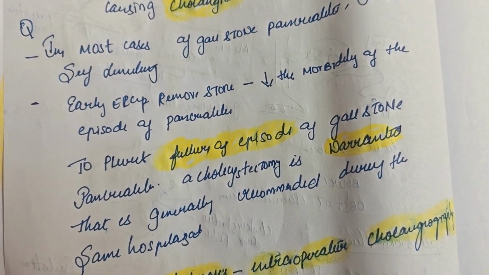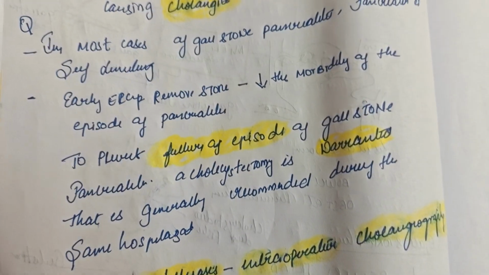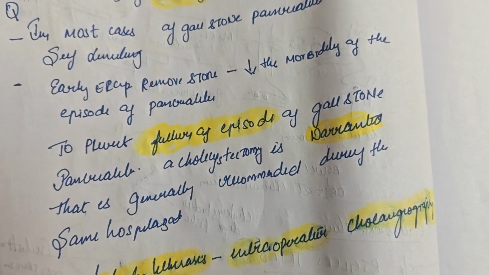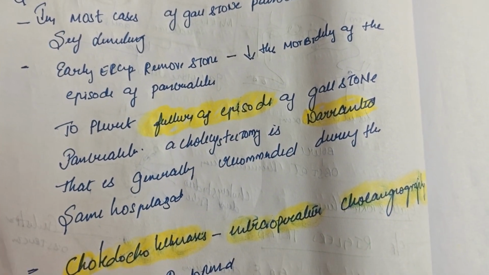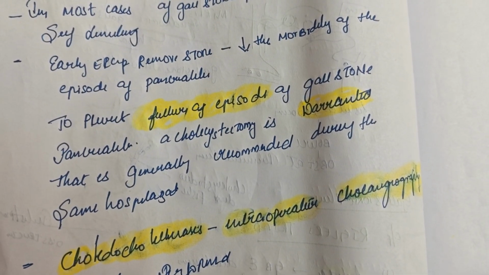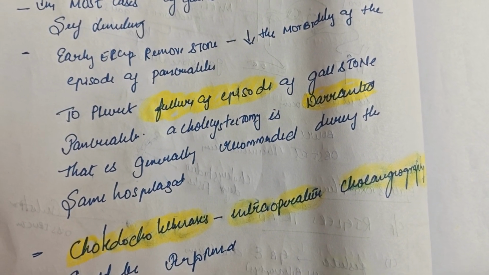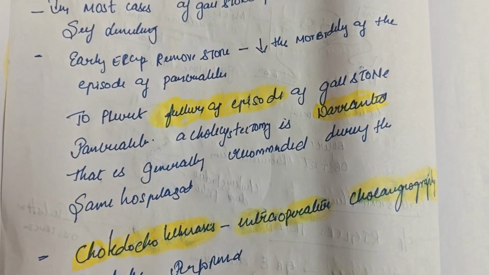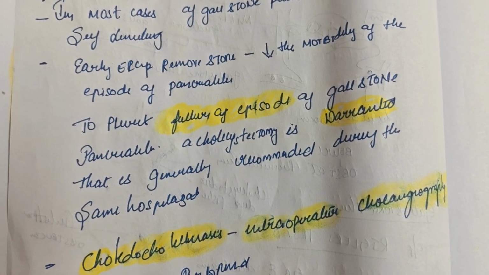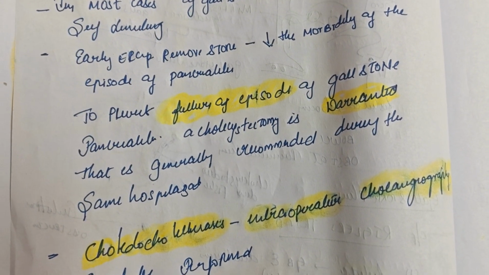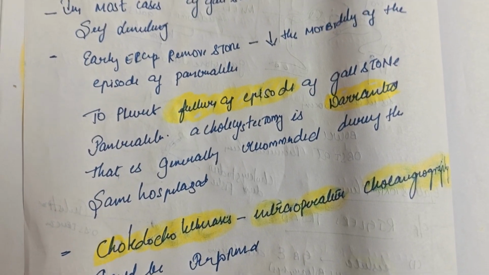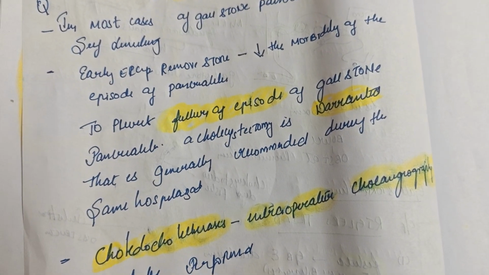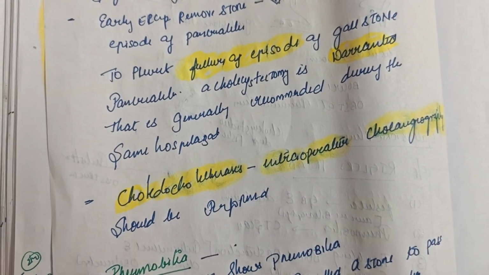What is the next important aspect? To prevent further episodes of gallstone pancreatitis, a cholecystectomy is warranted. That is generally recommended during the same hospitalization. To prevent further episodes, that is the reason cholecystectomy is warranted, right? Early ERCP removes the stone and decreases the morbidity of the episodes of pancreatitis, good, and I do a cholecystectomy.